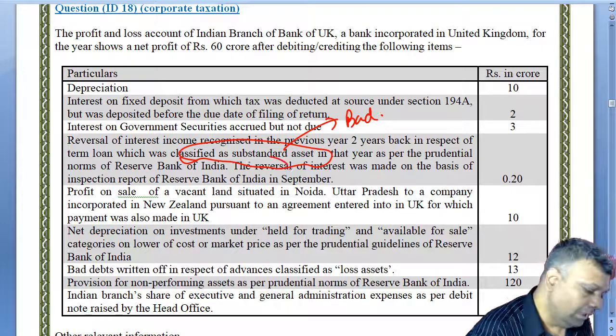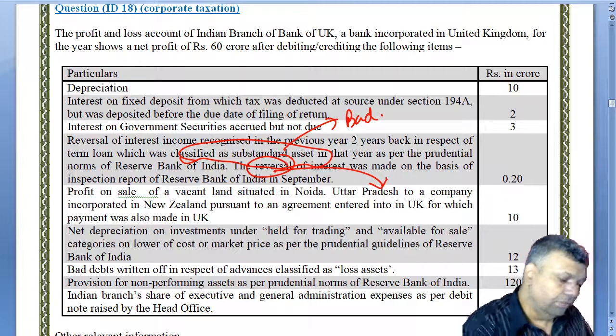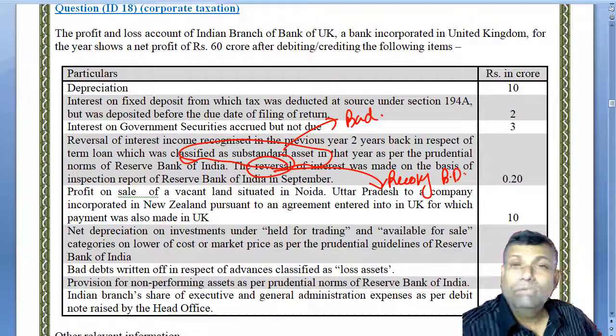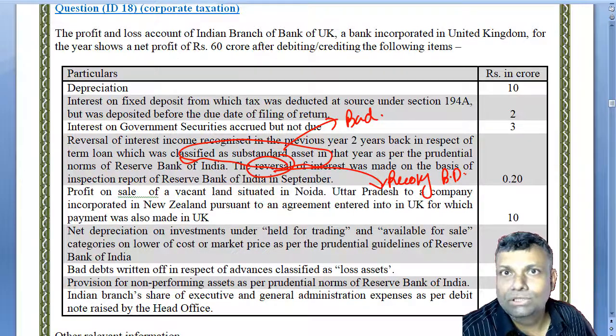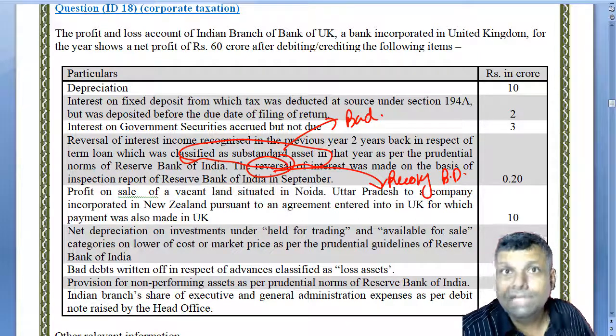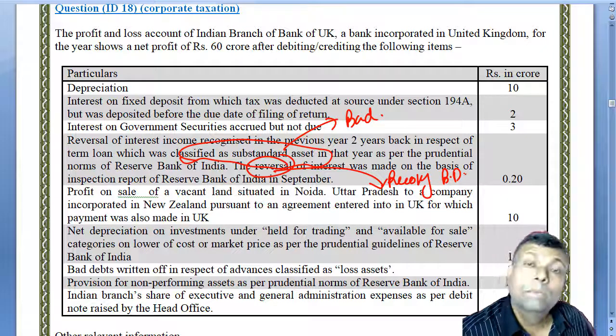And now the reversal is done. Reversal means recovery of bad debts. But friends, I cannot write these words in the examination condition. I cannot write bad debts. I cannot write recovery of bad debts. I have to use the word substandard and the recovery of substandard. Because the banking terminology, these banking terms have to be used because question is based on banks.